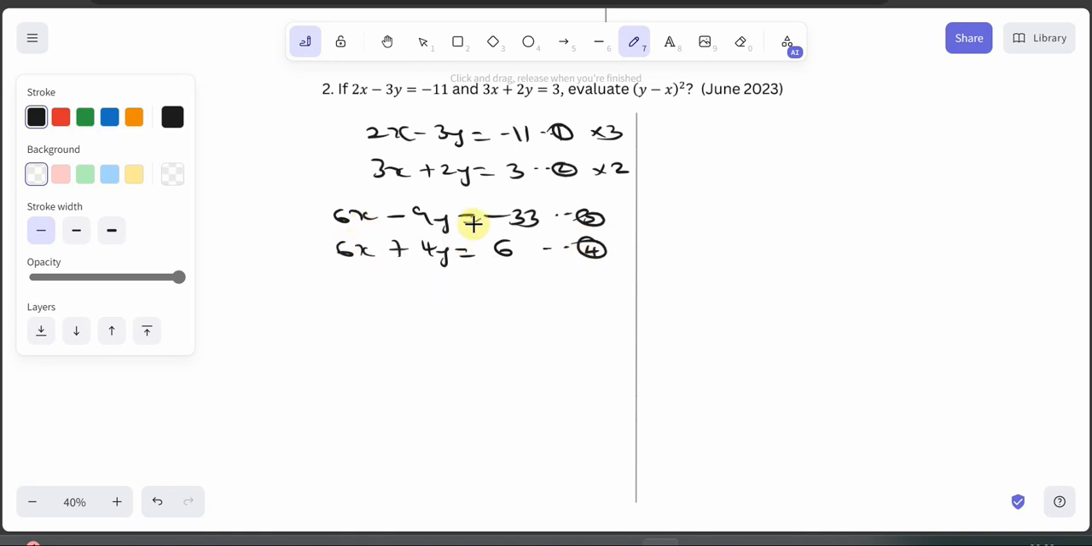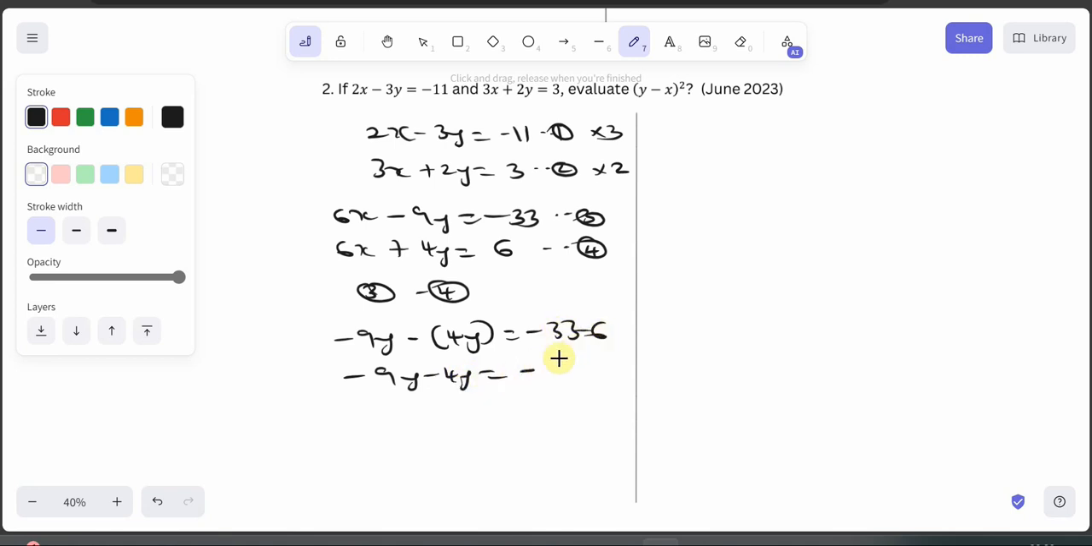So now I can easily take out one of these. I'm using the elimination method. So I could say equation 3 minus equation 4. So 6x minus 6x gives me 0. Minus 9y minus open brackets 4y is equal to, so this will be minus 33 minus 6. Minus 9y minus 4y is equal to minus 33 minus 6, which will give me minus 39. And then minus 9y minus 4y will give me minus 13y is equal to minus 39.